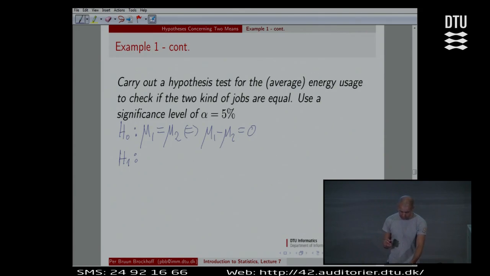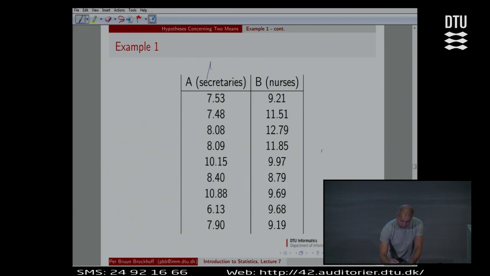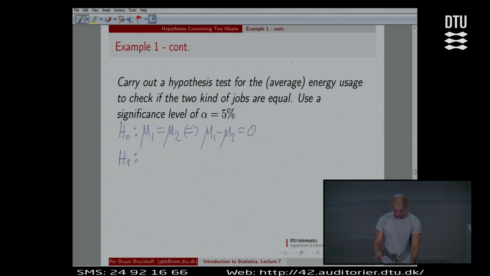Then I have to again decide what is, why don't we say the secretaries are 1 and these are 2, just to try to keep, I mean, we could decide either way, we just have to be clear on what we do. So that means the secretaries, nurses are the second one. That means the alternative would be that the nurses are higher than the secretaries, right? That it is negative, if I have kept my tongue straight in my mouth correctly.